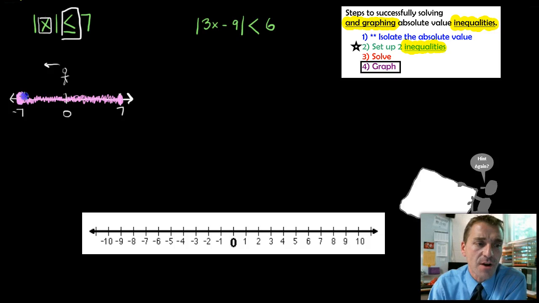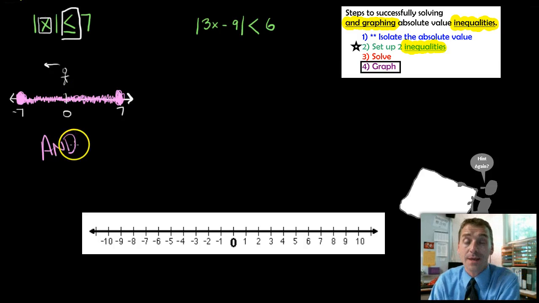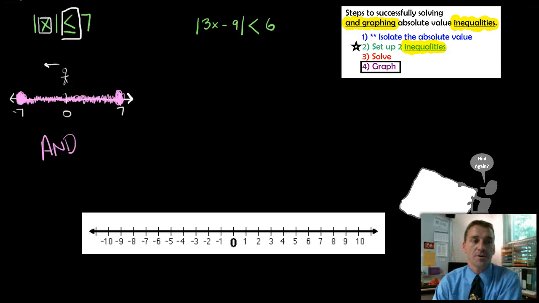Why am I showing you this graph? Closed dot, shaded between. You got it. That one, ladies and gentlemen, looks like an and compound inequality. And it absolutely is. So here's your little hint.